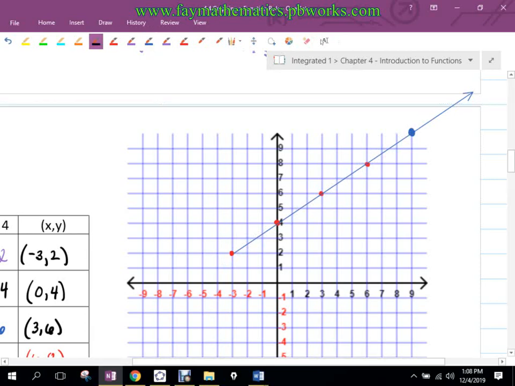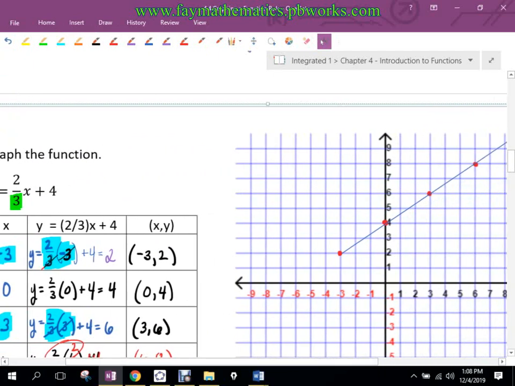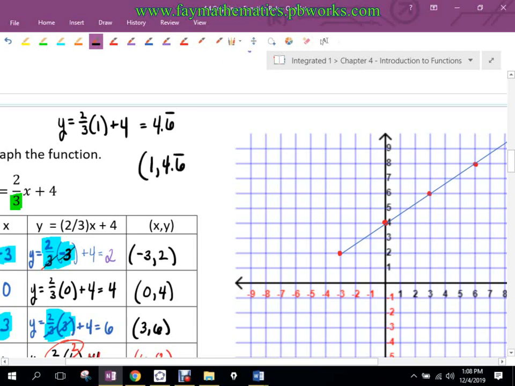So some people might have said, well, I'm going to choose, maybe we ignored the fact that I wanted to choose multiples of 3 here. Okay. And maybe they chose x to be 1. If you choose x to be 1, let's kind of look at what this would be. It'd be y equals 2/3 times 1 plus 4, right? Well, 2/3 plus 4 ends up being 4.6 repeating, doesn't it? So there's my ordered pair, 1, 4.6 repeating.